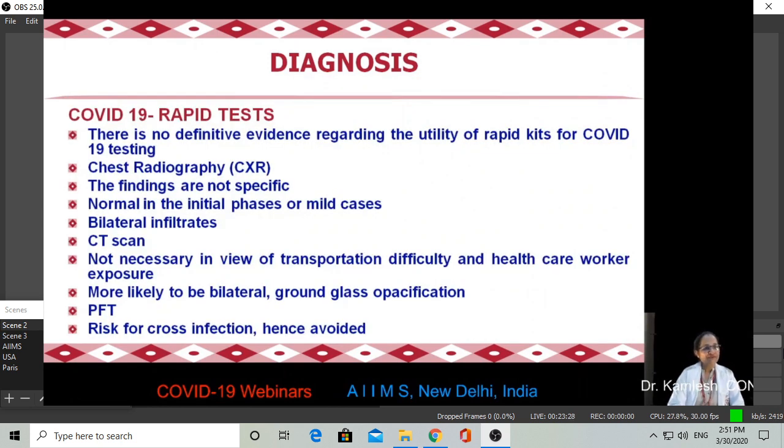So for the diagnosis of COVID-19, rapid tests are also available, but there is no definitive evidence regarding the utility of these tests. Then chest radiography, for that the findings are not specific. Normal in initial phases or mild cases. Bilateral infiltrates may be seen in the chest radiography. So chest radiography and CT scan is not really recommended, because in these cases the patient may have to be moved, and which can be a source of infection.